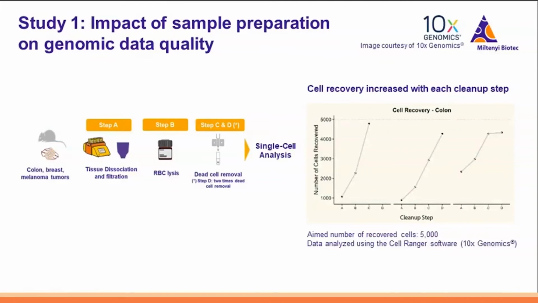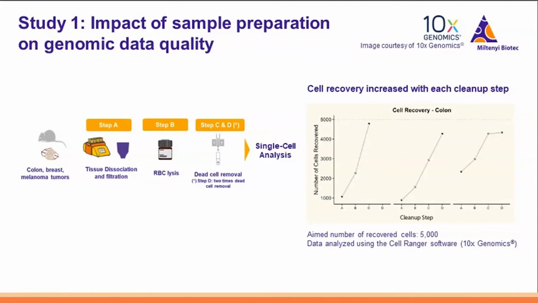For this study, we used different syngeneic mouse tumors that we dissociated and filtered as a first step for cleanup. After filtration, we removed red blood cells, and afterwards we applied dead cell removal, either one time or two times, depending on the amount of dead cells in the cell suspensions. After each cleanup step, we took an aliquot of the cells, and with all these aliquots, we performed a single cell analysis.